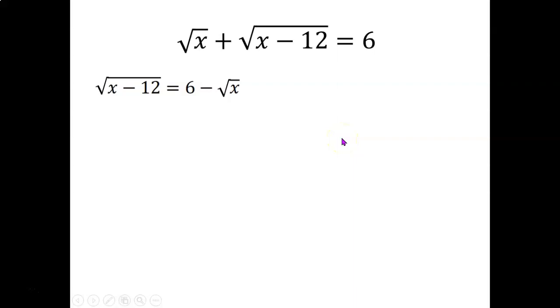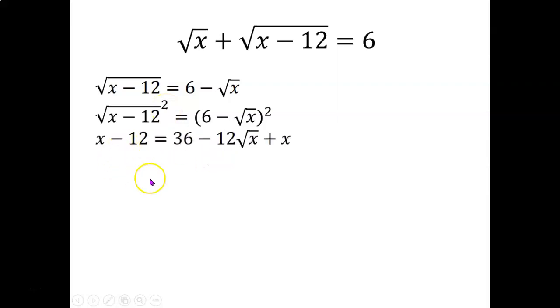Now when I square both sides, the square root of x minus 12, squared, equals 6 minus the square root of x, squared. What happens when I multiply those out? On the left, squaring undoes the square root, and I have x minus 12. On the right, when I multiply this out, I get the first thing squared, minus 2 times the first thing times the second thing, plus the second thing squared. So 36 minus 2 times 6 times root x, plus root x squared would just be x.